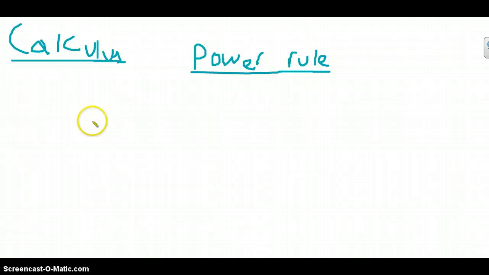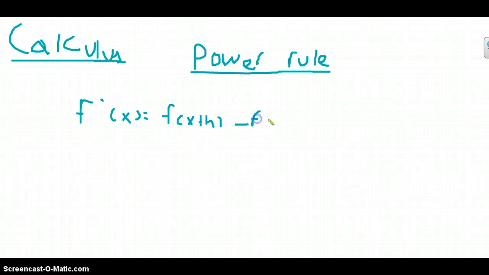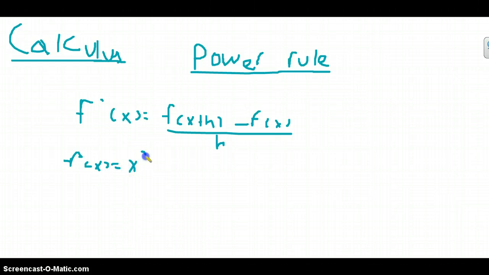previous video, the definition of the derivative would be something like this. It'd be f prime of x is equal to f of x plus h, and then minus f of x over h, right? So that's the definition. But what if I'm too lazy to do that when I have f of x is equal to x squared? Well, we have a thing called the power rule.